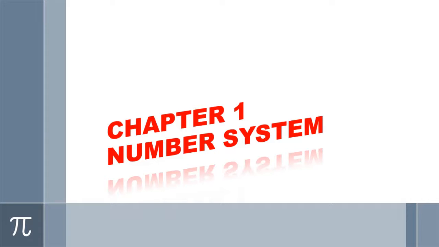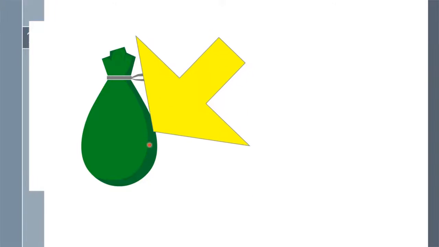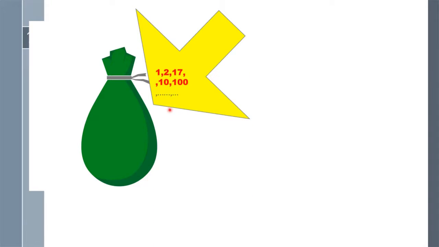Today we are going to take chapter 1, Number System, from the class 9 mathematics NCERT textbook. Yes, children, I have for you bags full of gifts. The first bag has some numbers: 1, 2, 17, 10, 100. What are these numbers called? These numbers are called natural numbers and they are denoted by the symbol N.